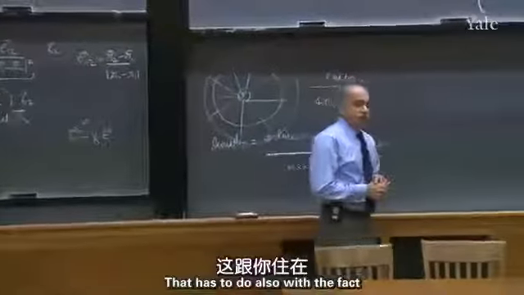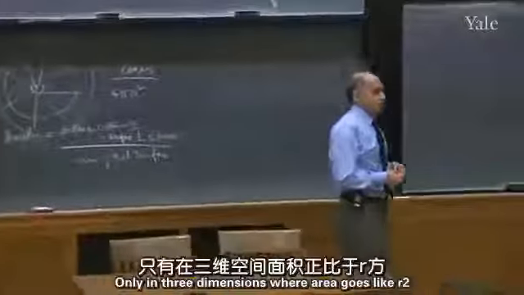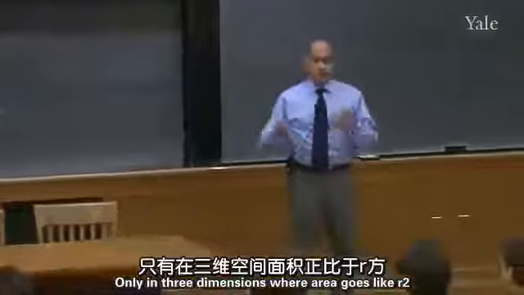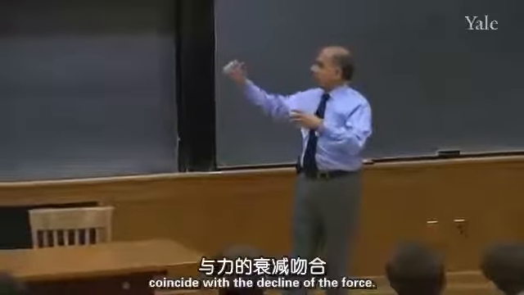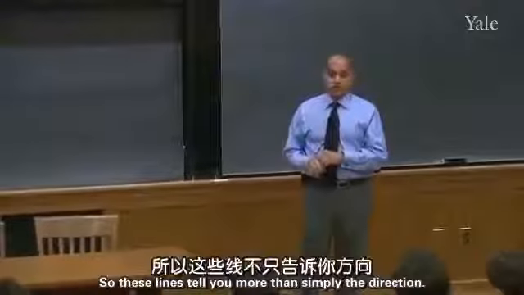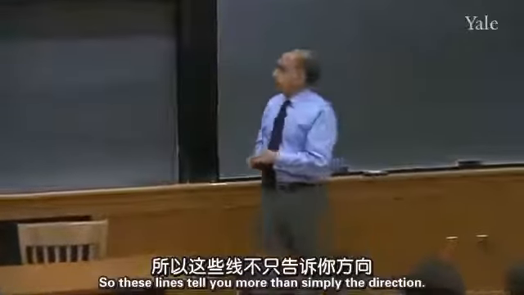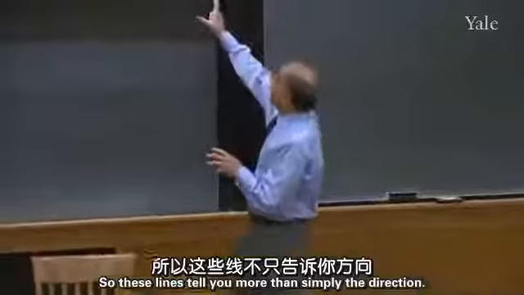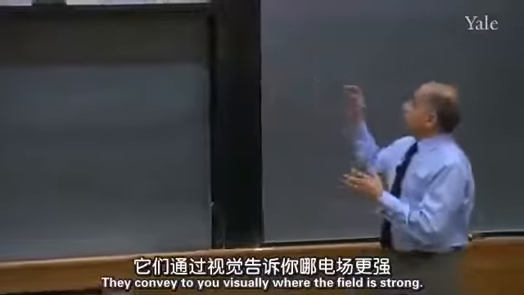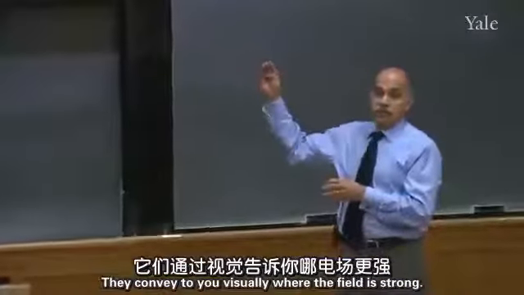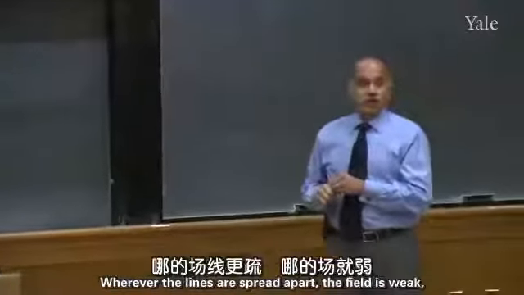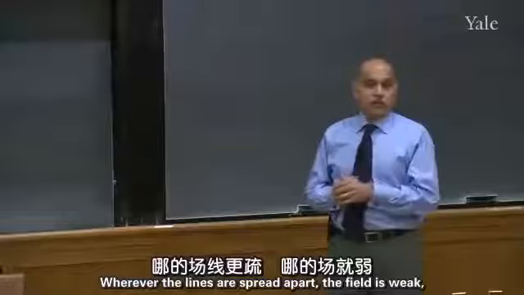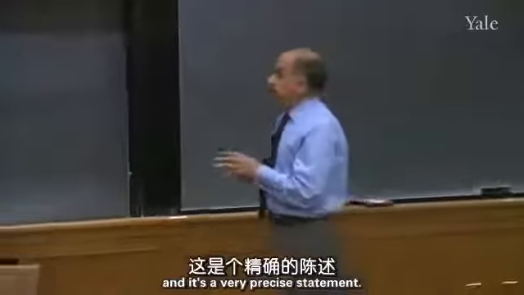That has to do also with the fact that you're living in 3 dimensions. Only in 3 dimensions, where area goes like r squared, does the spreading of the density of lines coincide with the decline of the force. So these lines tell you more than simply the direction. They convey to you visually where the field is strong. Wherever the lines are dense, the field is strong. Wherever the lines are spread apart, the field is weak. And it's a very precise statement.